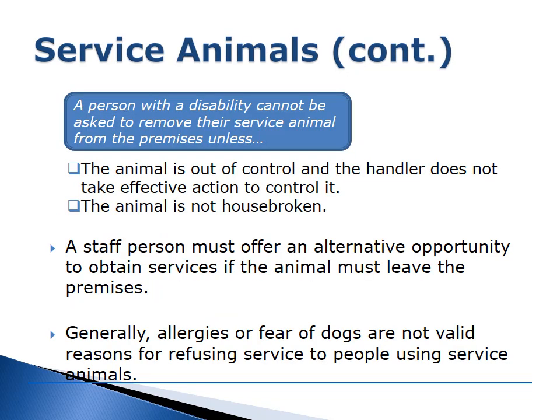A person with a disability cannot be asked to remove their service animal from the premises unless the animal is out of control and the handler does not take effective action to control it, or the animal is not housebroken. A staff person must offer an alternative opportunity to obtain services if the animal must leave the premises. Generally, allergies or fear of dogs are not valid reasons for refusing service to people using service animals.